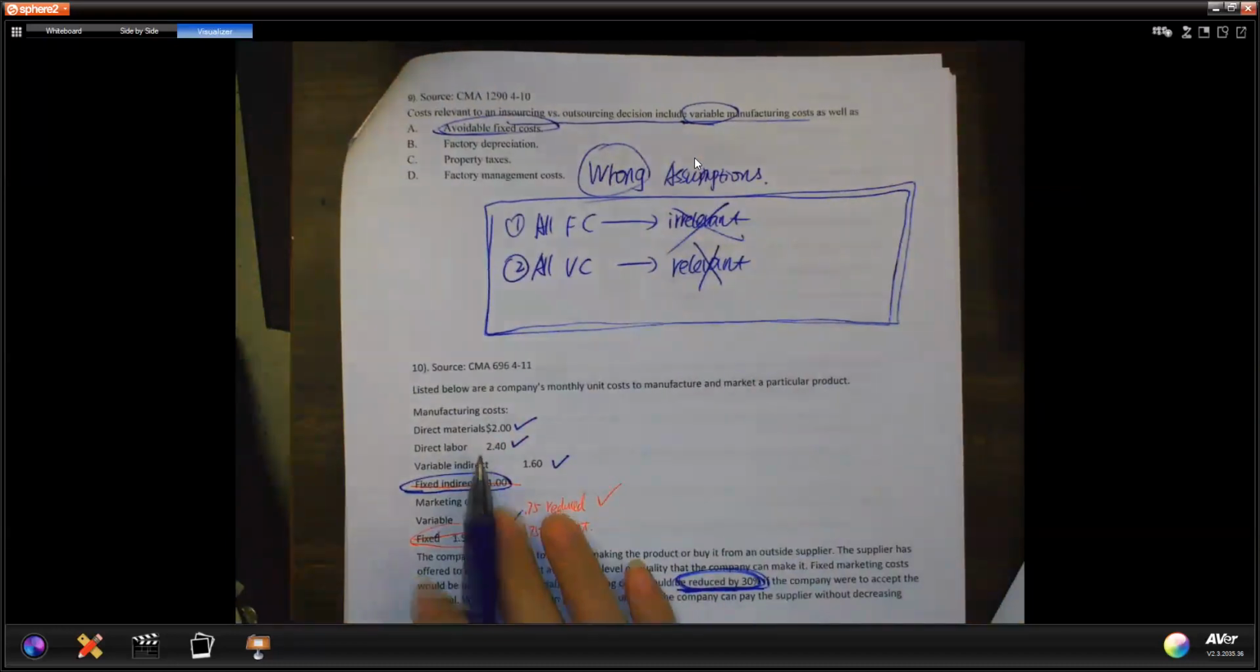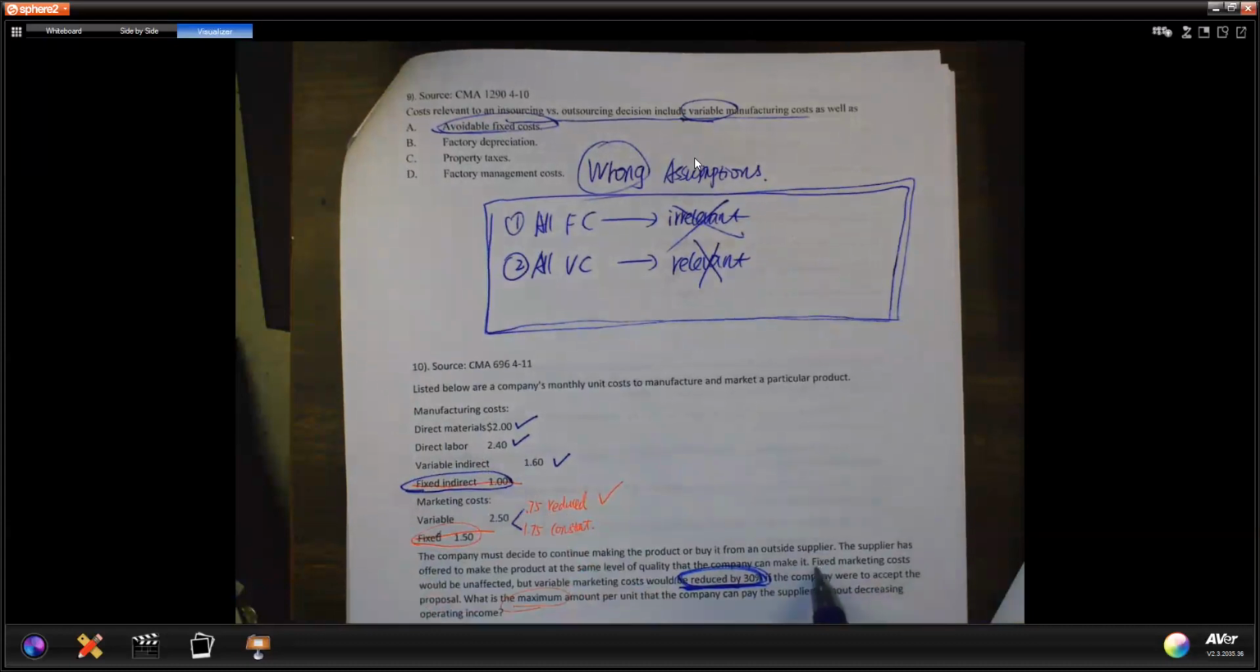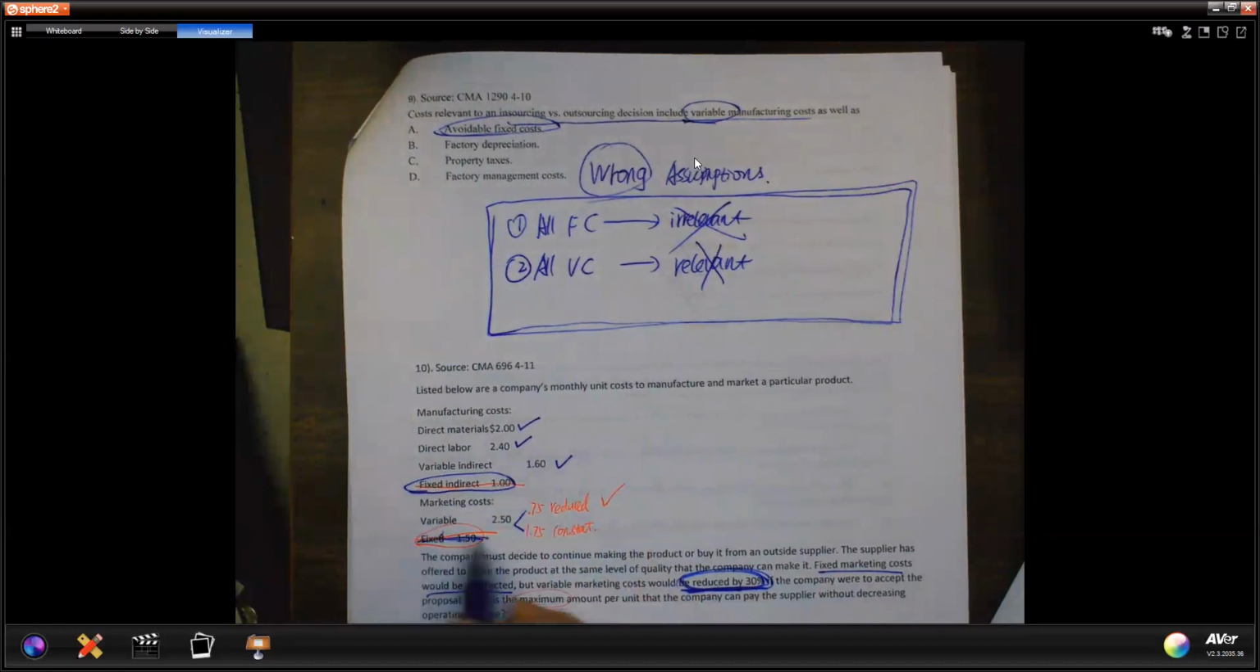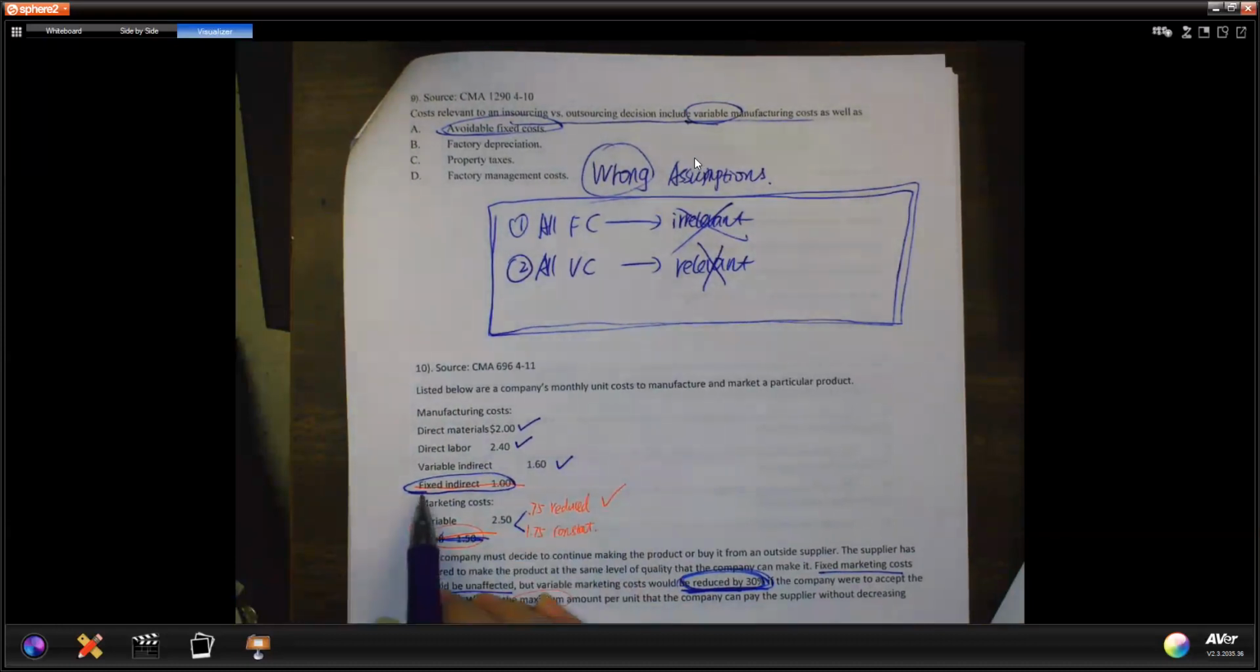So that is why in our question 10, although the question said fixed marketing will not be affected, which is very clear, it didn't say anything about the fixed indirect. So for this question, we just make the specific assumption that fixed is irrelevant. That's the reason we don't take it as a relevant consideration.